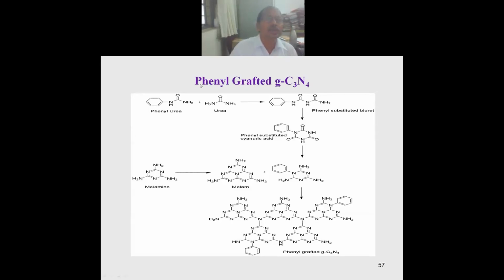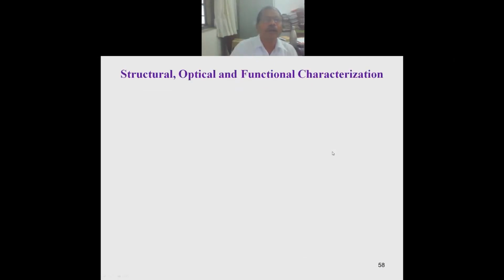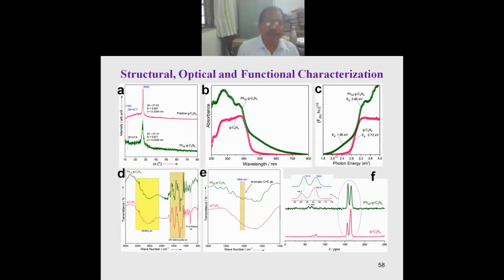So this is the scheme for synthesis of phenyl grafted g-C3N4. Phenyl urea is taken, it gives a phenyl substituted biuret, and then cyanuric acid is formed. There is addition of melamine, and at the end it gives a phenyl grafted g-C3N4. This is the optical spectrum and functional characterization. This is again a PXRD pattern for the pristine g-C3N4 and phenyl grafted g-C3N4.